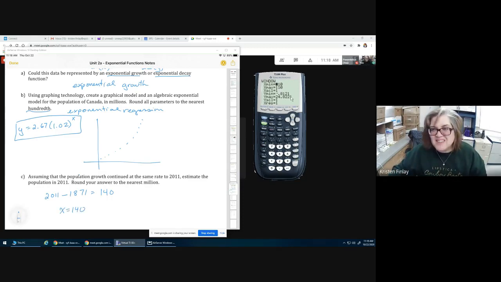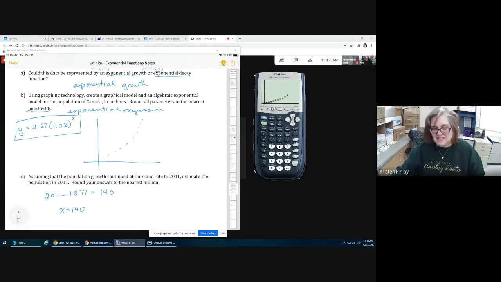So let's change our window for our x max. Let's make it 150. And our y max, it's hard to see with that growth, so I'm going to put it up to 60, just in case. So let's graph that and see what we get. Oh, I've got to put my formula into Y equals, don't I? Sorry. So now I've got my equation in the Y equals, and now I graph.